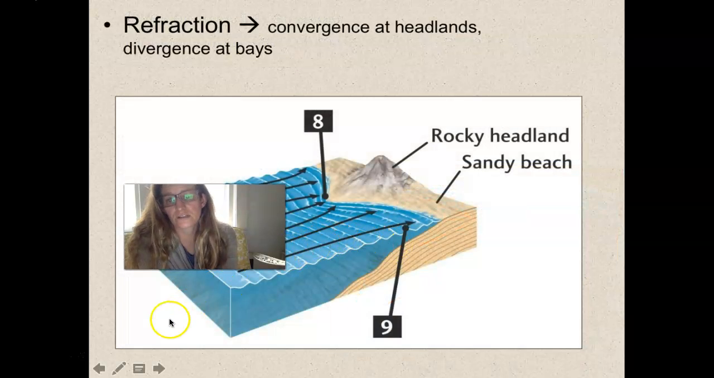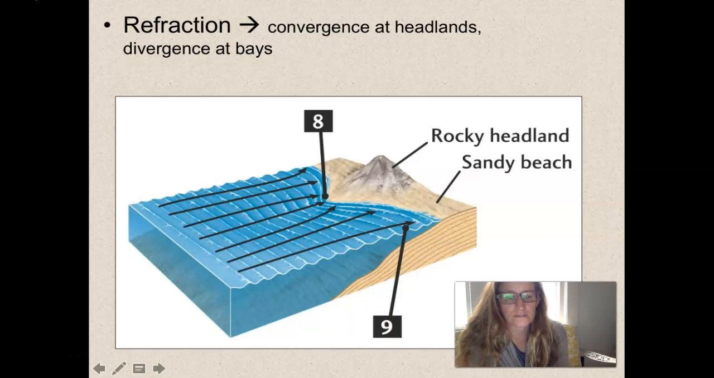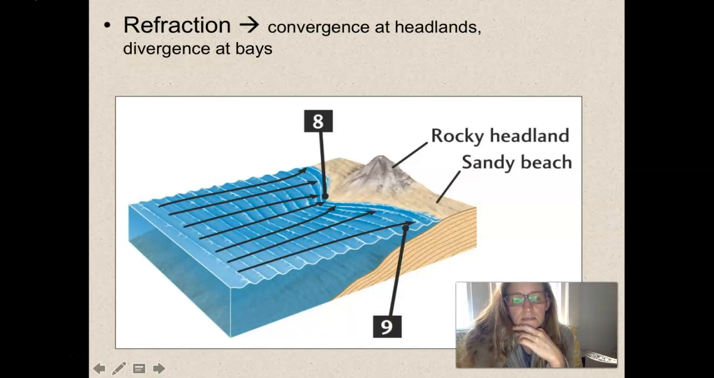So wave refraction can have a couple consequences. One is it can act to concentrate wave energy on a headland. As these orthogonals, those perpendicular black lines, come into the shoreline, they're coming together on that point, and that is focusing in that energy, so there will be erosion there.